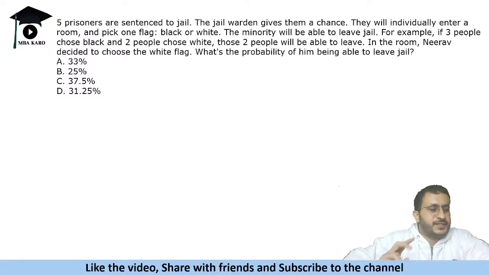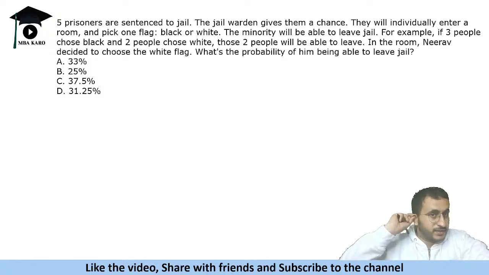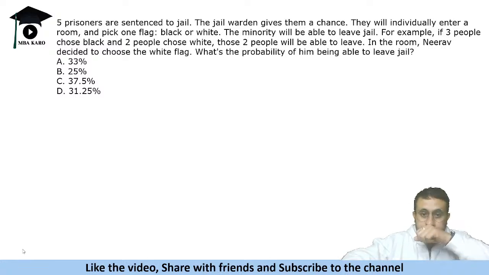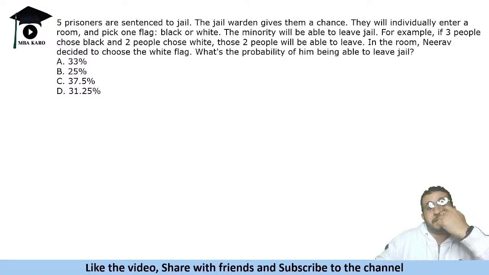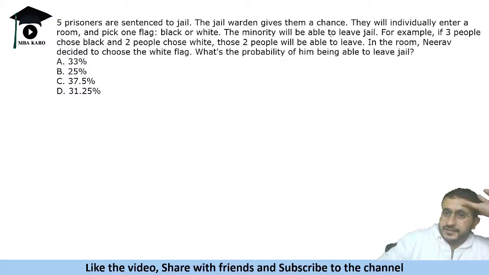Okay, so this question is that there are five prisoners. So this is conditional probability. Now how to do this is, see, they are given a chance and the minority wins, right? So this person has already chosen the white flag.